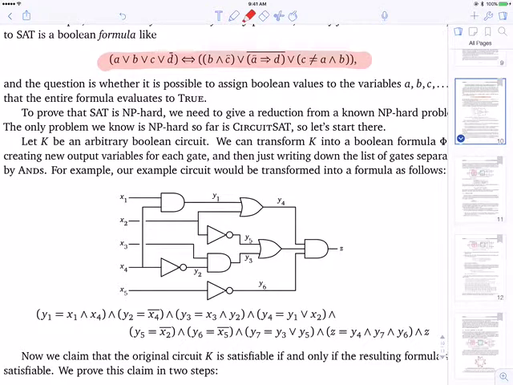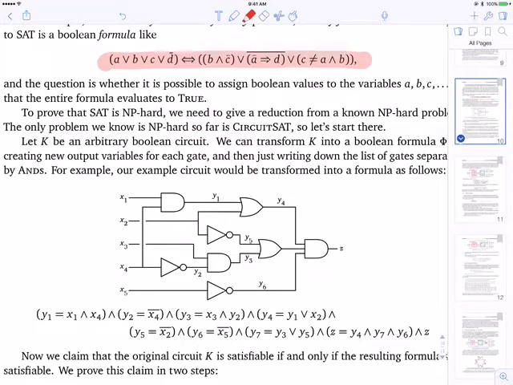So I'm going to name the input wires X1 through X whatever. I'm going to name the output wires Z. And I'm going to name all the intermediate wires Y1 through Y whatever, in this case 6. And then for every one of my gates, I'm going to write down an equation that must hold for those variables. So this gate here says X1 and X4 is equal to Y1.